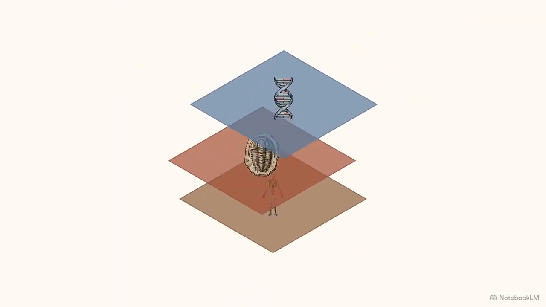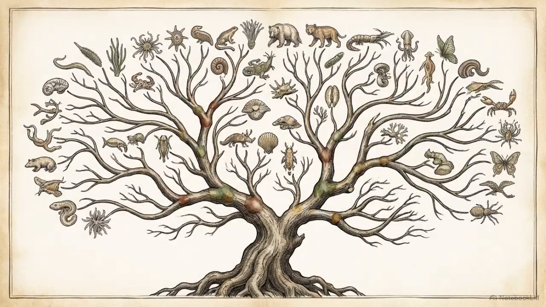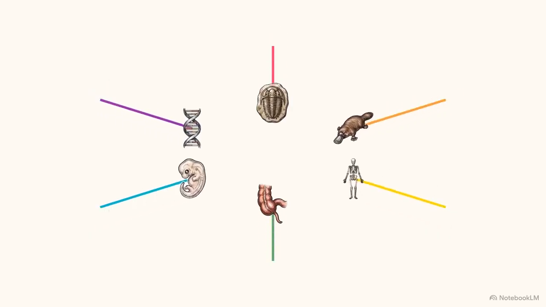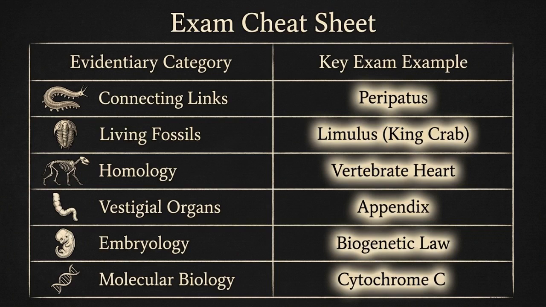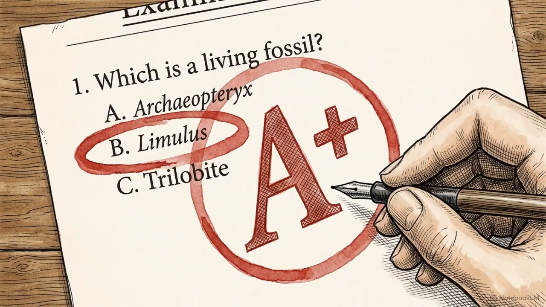When this molecular data perfectly aligns with the fossil record and anatomical structures, the case for common ancestry becomes undeniably solid. From the macroanatomy of a platypus to the microsequence of cytochrome C, all independent lines of evidence point to the same conclusion. Use this final review sheet to summarize the 6 evidentiary categories and the specific examples required for your syllabus. Recognizing these distinctions, especially the difference between an extant link and an extinct fossil, provides the specific detail required for board and NEET exams.